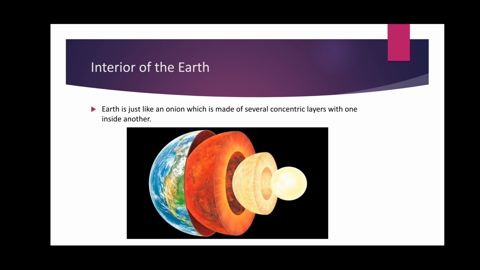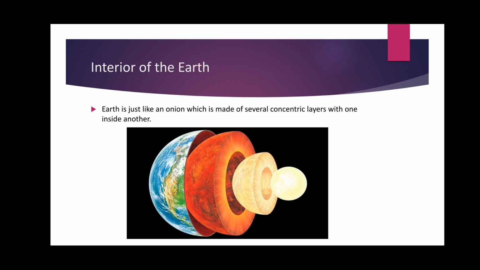So, interior of the Earth. Earth is just like an onion, which is made up of several concentric layers with one inside the other. Now students, here the word concentric means all the circles have one center. Now students, here you can again compare the interior of the Earth with one of the food items. You need to find it out.